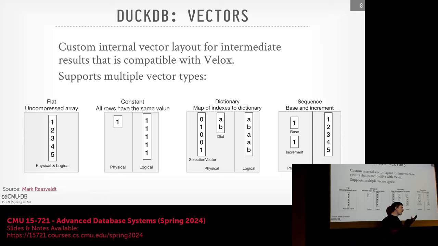Sometimes you have auto-increment keys as the primary key for a column, or a sequence like 1, 2, 3, 4, 5, 6, 7, 8, 9, 10. If you recognize that, then you just need to store two values: here's the base and here's how it's being incremented.